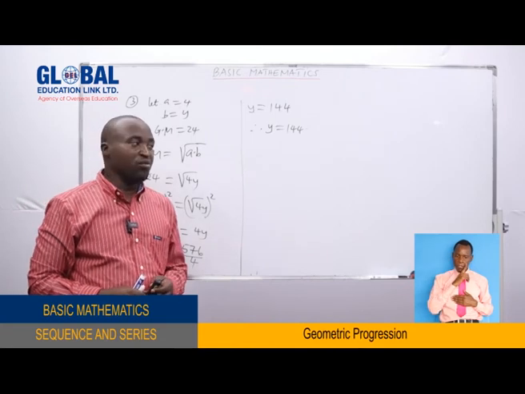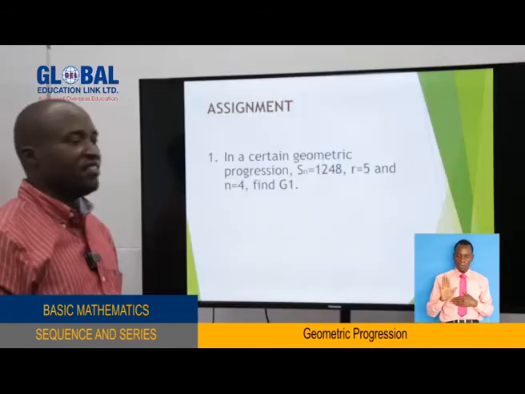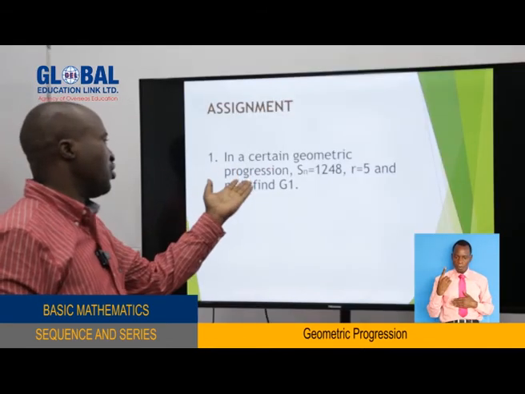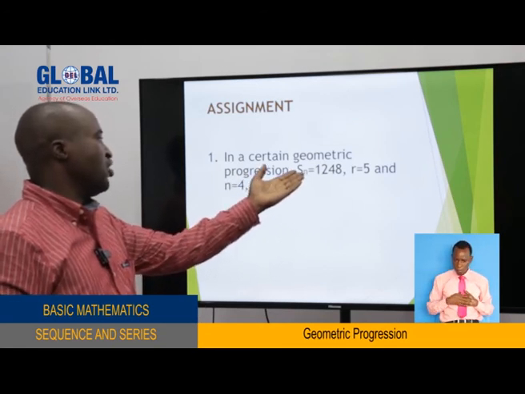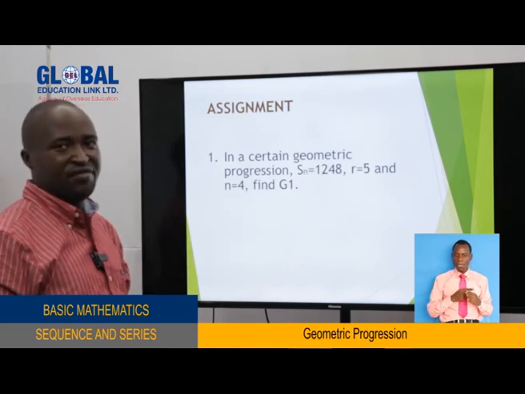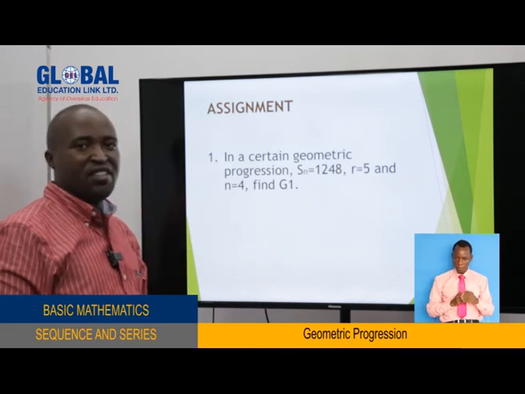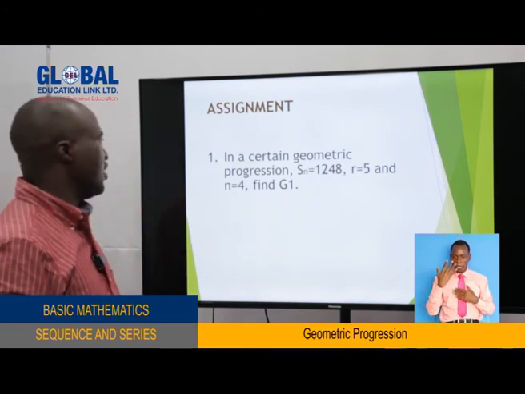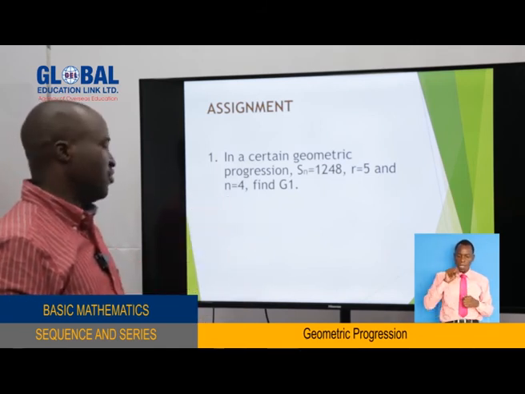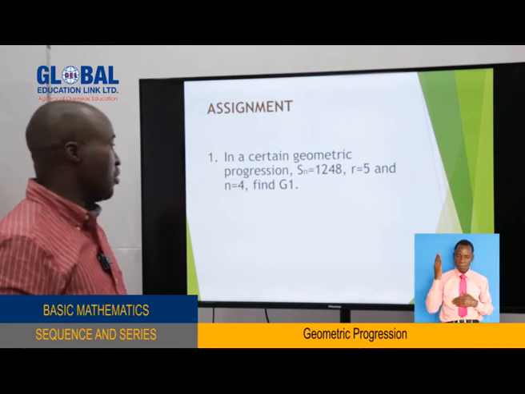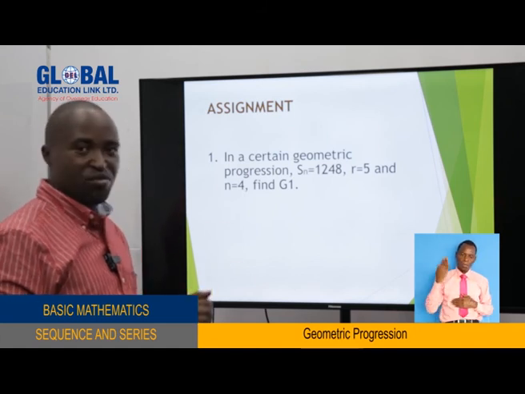Here is the assignment for you. The first question: in a certain geometric progression, S_n is equal to 1,248. That is the sum of n terms. And the common ratio is equal to 5. And the number of terms, n, is equal to 4. In this question, you are supposed to find the first term. I'm sure you are able to do this question.